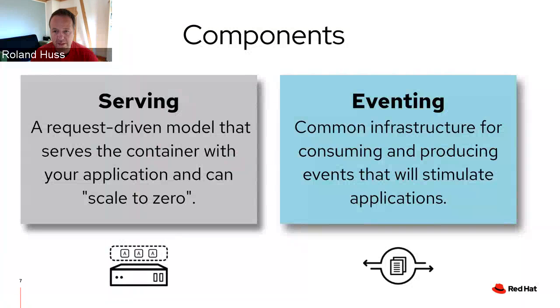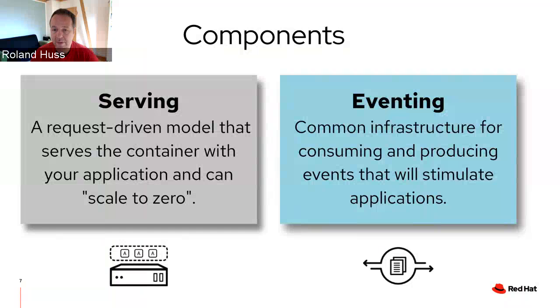So it's serving and eventing. The serving part is all about a request-driven model that serves the container with your application and can also scale to 0, which means you can scale down so that no pod or container is running for you. And when the first request comes in from the outside, then Knative will spin up the pod for you and serve the request.